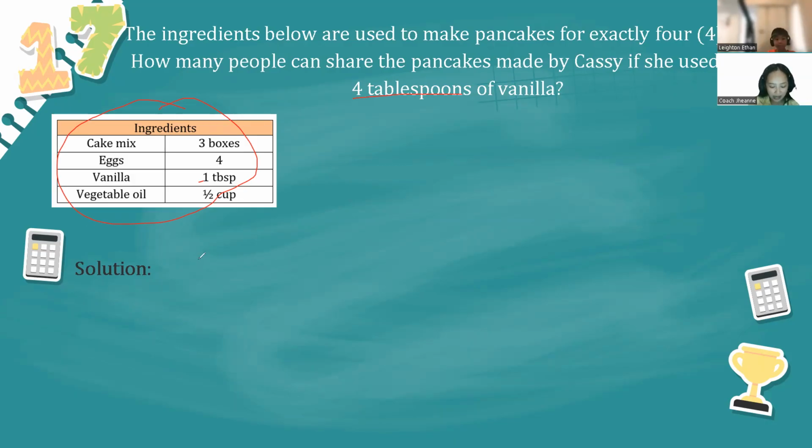Now, if she has made 4 sets, and it is stated here that a set can be shared by exactly 4 people, now we have 4 sets multiplied by how many people can share in a set? That is 4. That is equal to 16. Everyone here in the chat is right. 16 is the answer.